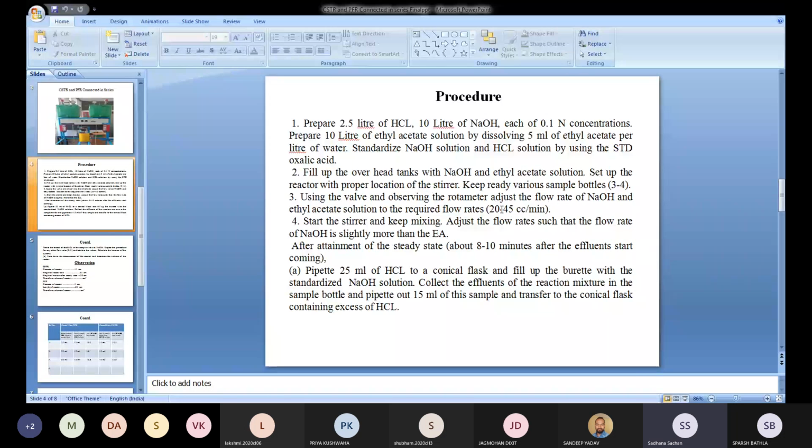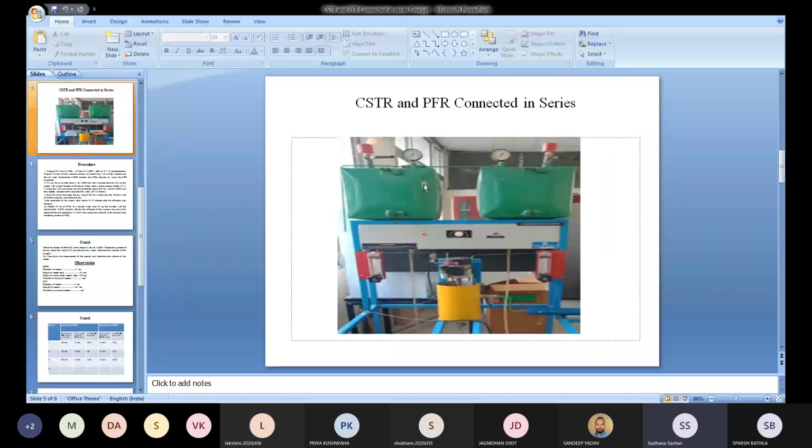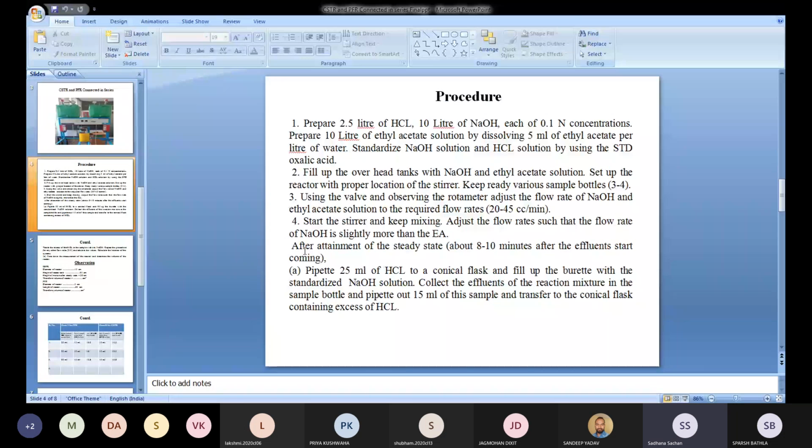Here we are taking flow rates between 20 to 45 cc per minute. That means suppose at one flow rate we consider 20, next 25, and then 30, at least 3 different flow rates we can adjust. After attainment of the steady state, when we start the experiment, it will take a few minutes to come under the steady state. When steady state is obtained, then we start to take the sample.